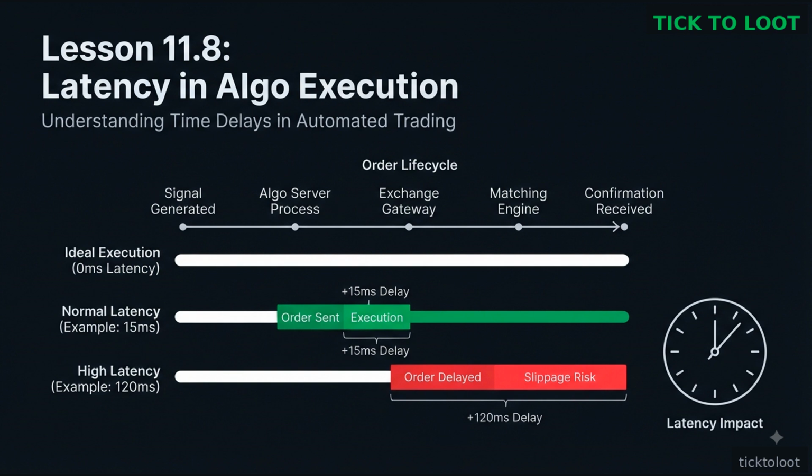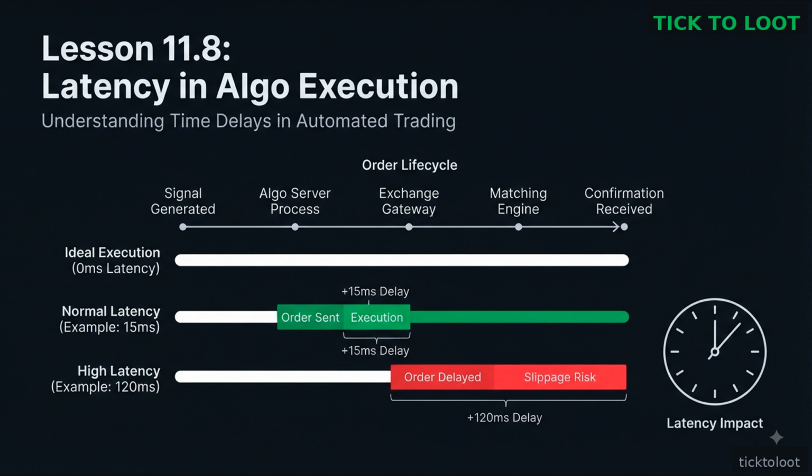Latency in algo execution is essentially the delay between the time your trading algorithm sends a signal to buy or sell and the time the trade is actually executed. This delay can be due to various factors, such as internet connectivity, server response time, or even the speed of your computer. It's crucial to understand latency because it can significantly impact your trading performance.